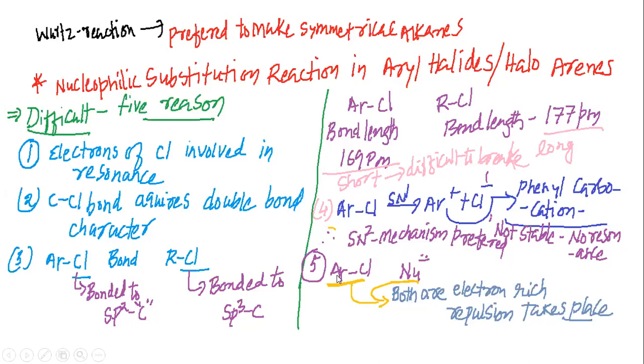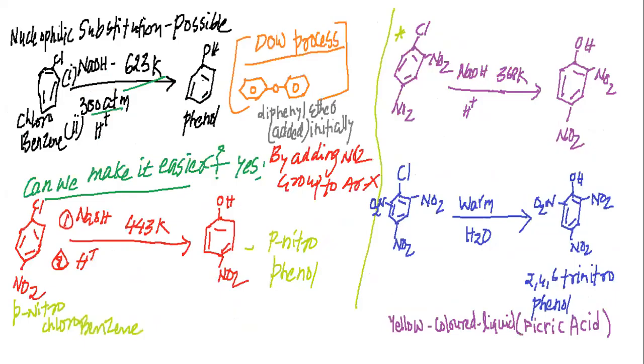Apart from that, in aryl halide, we have an aryl group and we have a nucleophile to attack. The benzene ring or aryl group itself is very electron rich, and the nucleophile is even electron rich. So there is always repulsion between the aryl ring and the nucleophile, and that is why even the nucleophilic substitution reaction is difficult on the aryl halides.